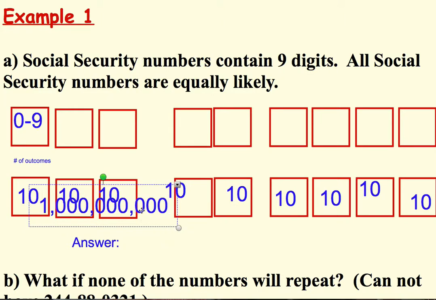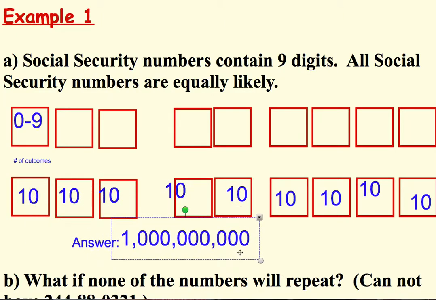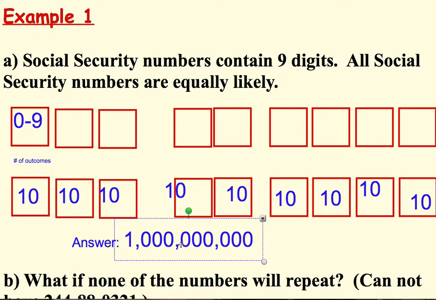So the answer to this one is going to be, let's see, not a million, but a billion. So you could have a billion possible people having Social Security numbers. So at some point, I would say the United States is probably going to be running out of Social Security numbers.